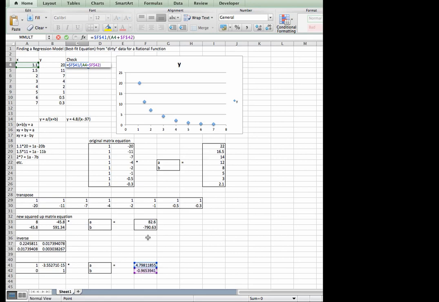Okay, now we hit enter, and I'm a little ways off, but let's fill this down and see how close this fit is. What we're saying is for this form of a rational function, this formula that we just put in here is the best fit we can get.